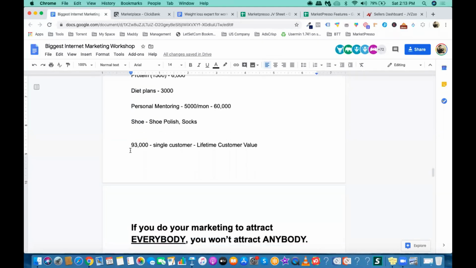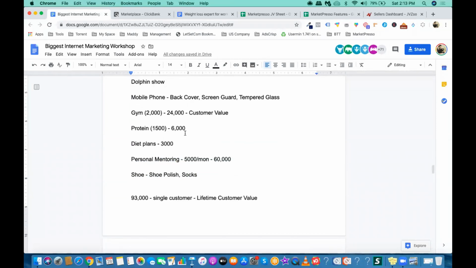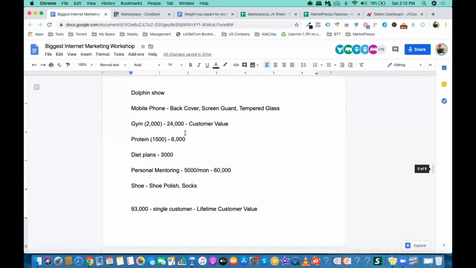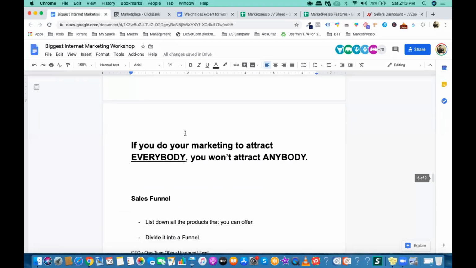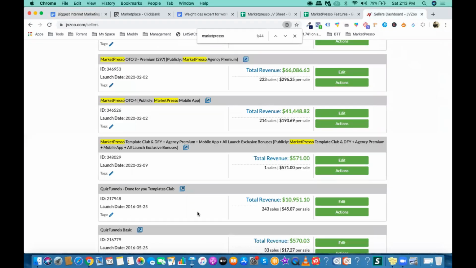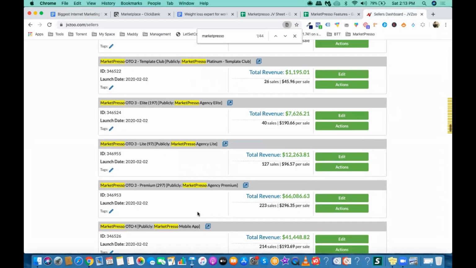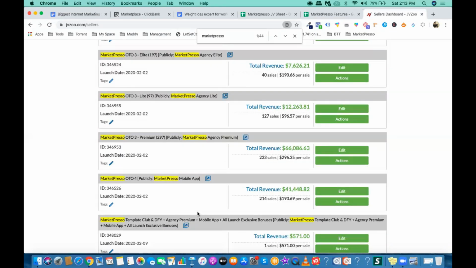But at the same time, by the end of this year, we are able to charge 93,000 rupees from a single customer. So that is how you create your sales funnel. Then we understood the logic of why the sales funnel is important. I showed the examples of how I am doing sales with the help of sales funnels.